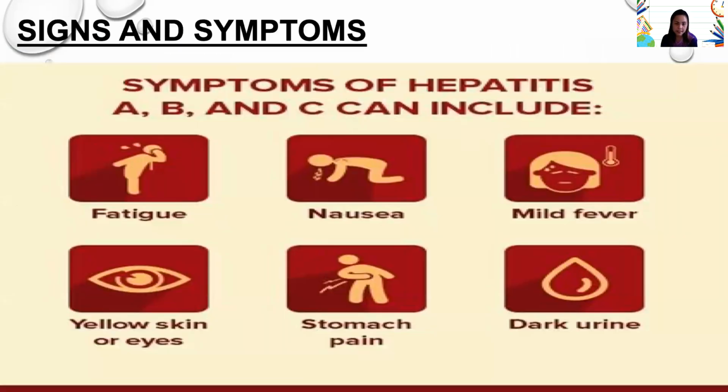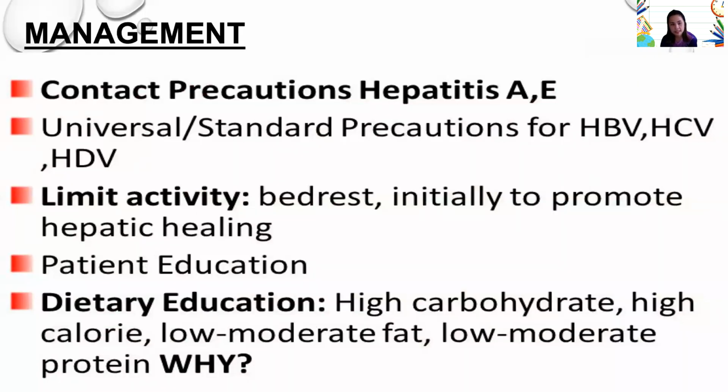Anong signs and symptoms ng may hepatitis? First is fatigue, nausea, mild fever, yellow skin or jaundice, stomach pain, and dark urine. Okay? Anong management natin? Pag hepatitis A and E ka, dapat ang precaution sa'yo, contact. So, hindi mo siya pwedeng hawakan, dapat mag-gloves ka. Kasi pag nahawakan mo siya, pwede kang magkaroon ng hepatitis A and E. While hepatitis B, C, and D, it is universal or standard precautions.